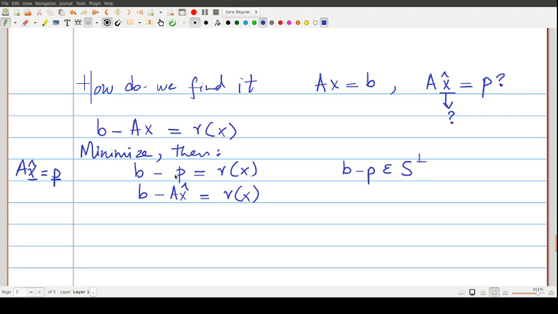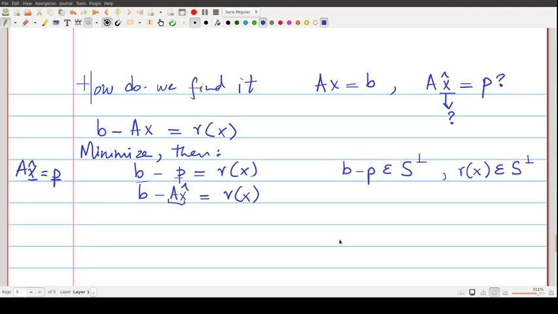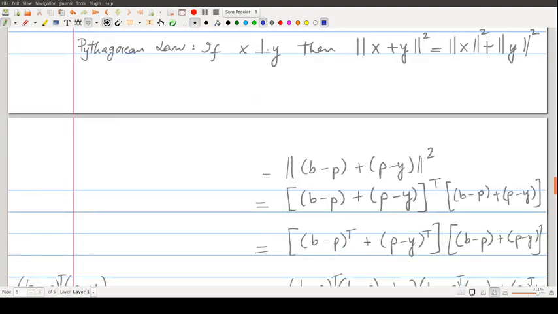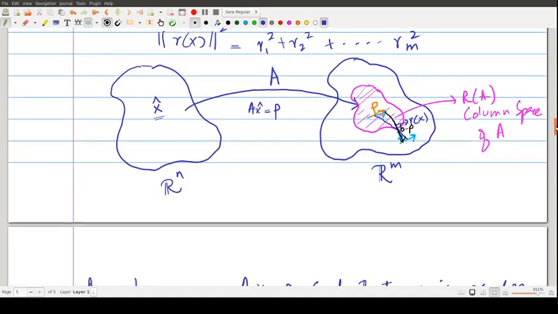And we are also seeing that this B minus P is just the residual. Then that tells me that the residual is in the orthogonal complement of S. Now here's the interesting thing. What is this subspace S that we're talking about? This subspace was nothing but the column space of A. This is the subspace that we want to find P in.